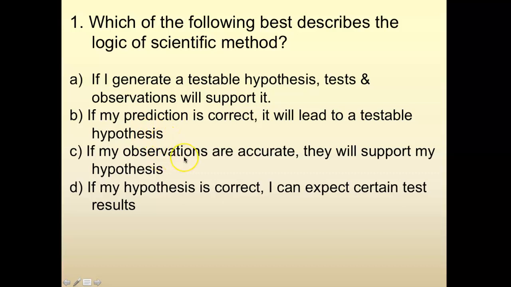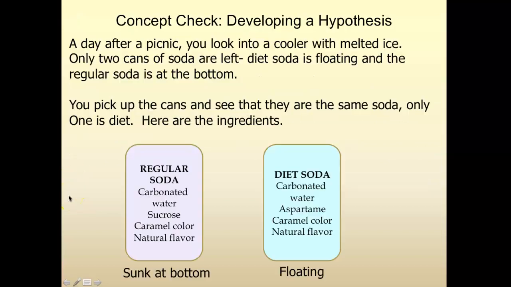If my observations are accurate, they will support my hypothesis. No, right? Your observations, going back to the flashlight, the flashlight didn't work. How does that support your hypothesis that the batteries are the problem, right? This is a weird statement also. So D is the only one that makes logical sense.